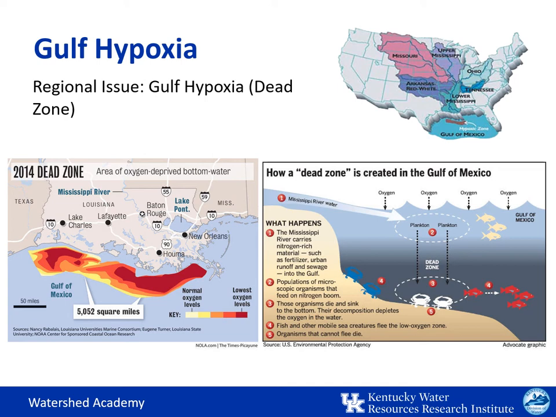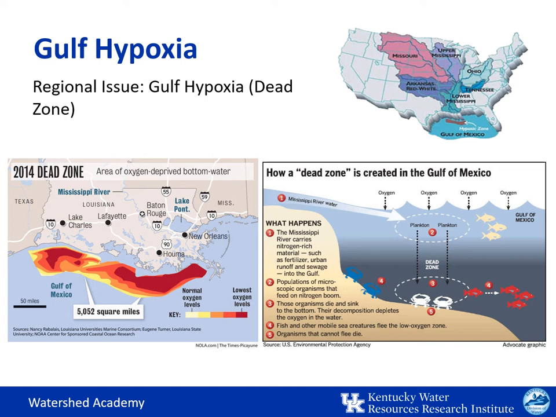The map of the United States on the top right shows how much of the country drains into the Mississippi River and ultimately into the Gulf of Mexico. This represents 40% of the contiguous United States, including the state of Kentucky. On the bottom left, we see a 2014 map of the dead zone, which gives an idea of the size and the extent of this area with the varying oxygen levels. The dark red represents the lowest oxygen levels.